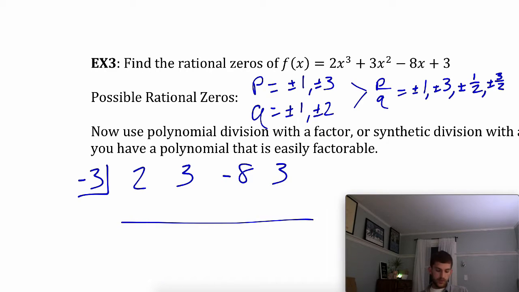Going through the order, we drop the first number down. We're always multiplying by what's in the box, so we have 2 times -3 giving us -6. 3 plus -6 gives us -3. Multiply that by -3, we get +9. Add those two together, -8 plus +9, we get 1. Multiply that by the -3, we end up with -3. Add those together, we get 0, which is good.